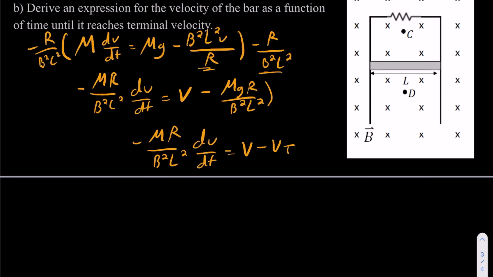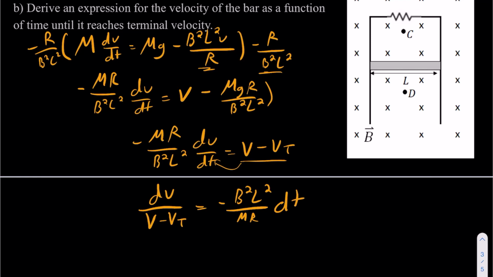And with that, I can separate the variables, so I can divide all this over here, and I get dv over v minus terminal velocity equals negative B squared L squared over mR times dt. And now I integrate both sides. And to that, I have to choose the bounds.